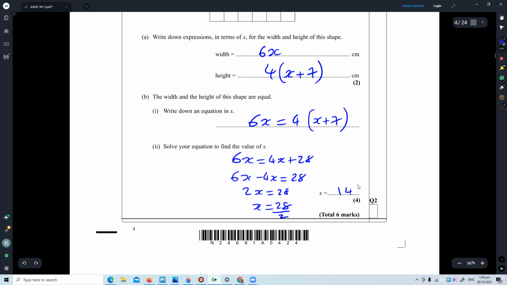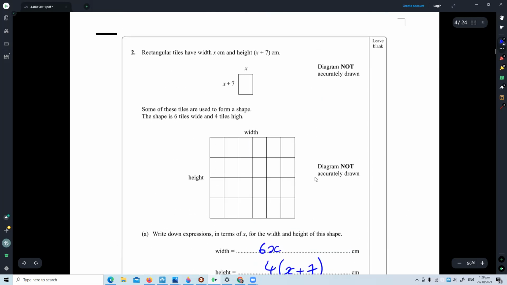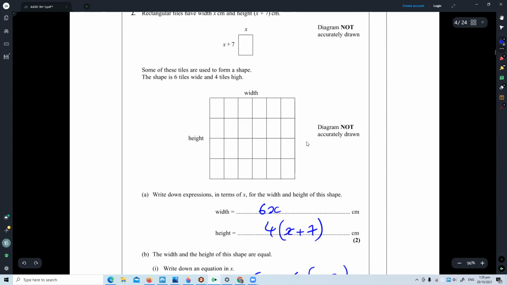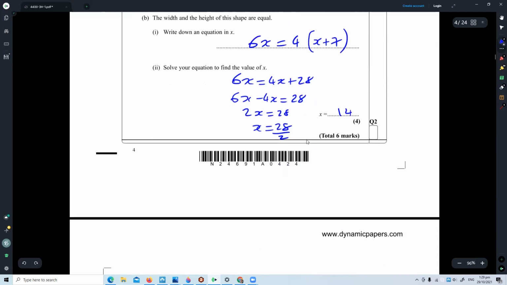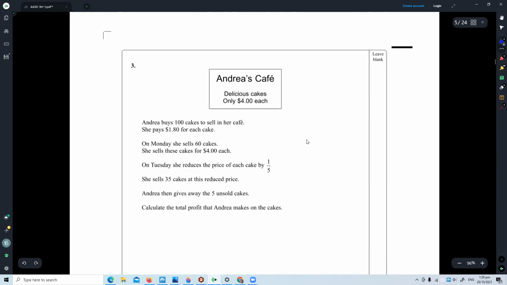And this is worth 4 marks. I could double check by plugging in 14 here. So 14, and then 14 plus 7 is 21. So this would suggest that this is 21 times 4, which is 84. And this is 14 times 1, 2, 3, 4, 5, 6, which is also going to give me 84. So that seems correct since it's a square.